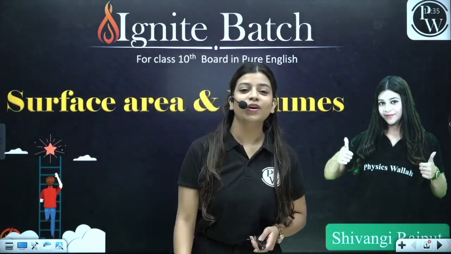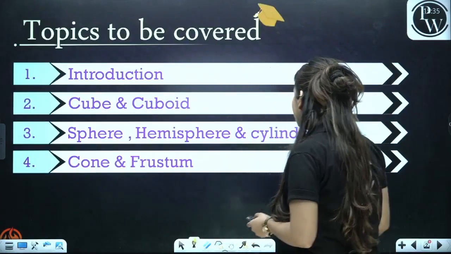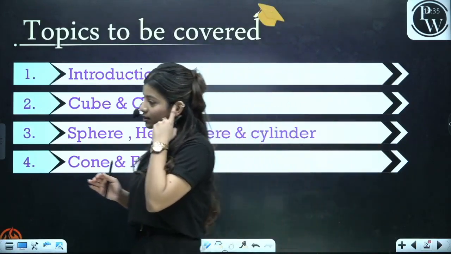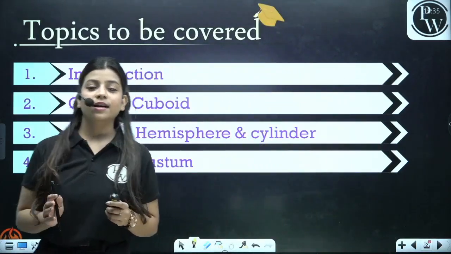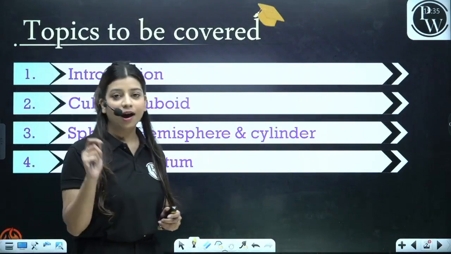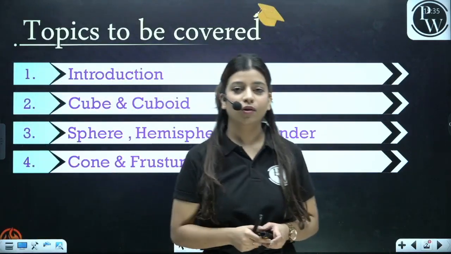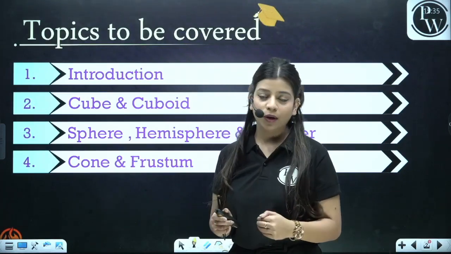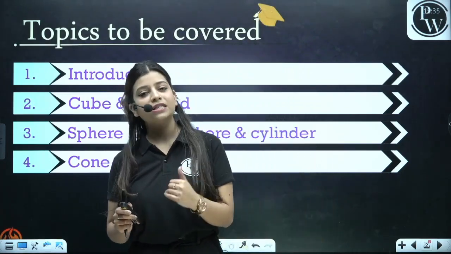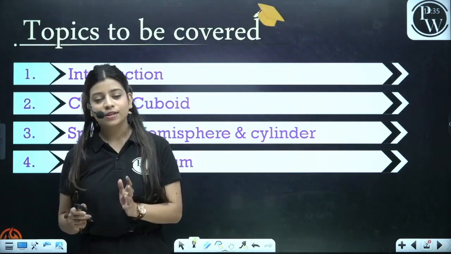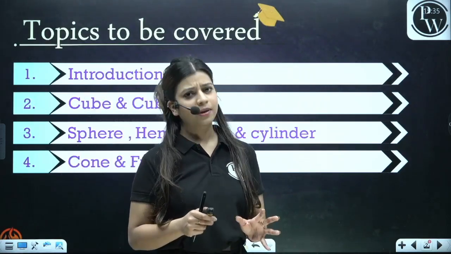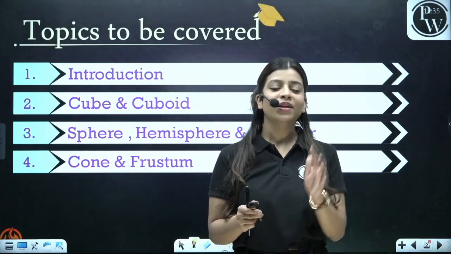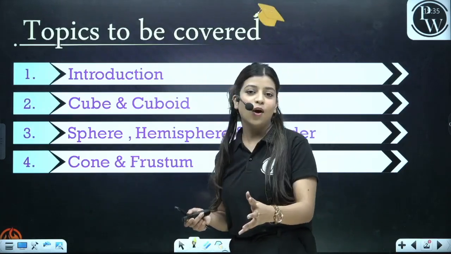So let's begin with it and let's see what our table of content is today, what we are going to discuss. We are going to discuss some specific figures which are there in your syllabus, and frustum is also included in this particular lecture. In case it is not in your syllabus, it's okay, you can skip. There is just a formula and a few questions for frustum. I'll let you know what a frustum is and how we deal with it.